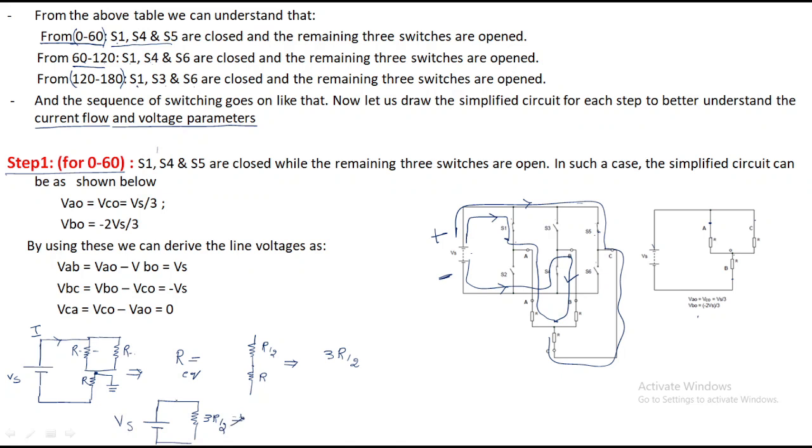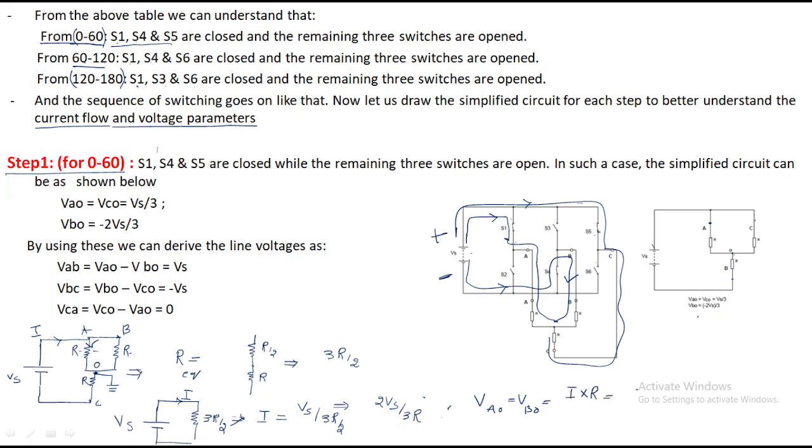So from this circuit, current I equals total voltage by 3R by 2. Voltage is 2 Vs, so I equals 2 Vs by 3R. In order to find out the voltage across A0, B0, C0, the voltage across A0 and the voltage across B0 are both the same. So to find VA0 and VB0, we will find out current into resistance.